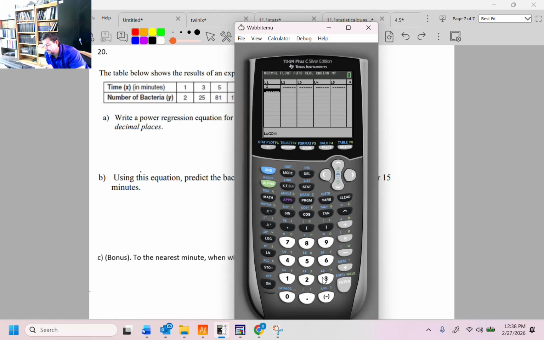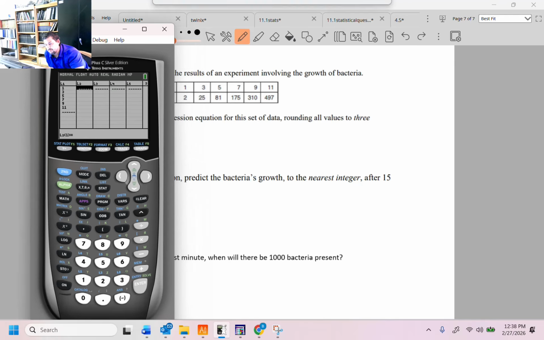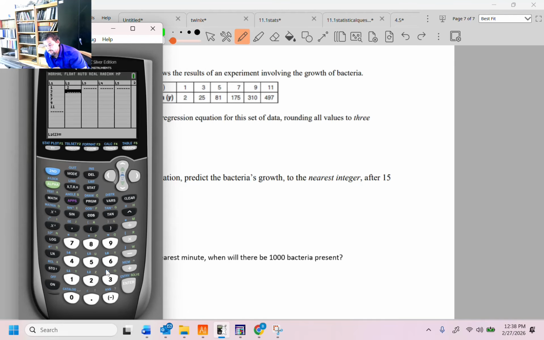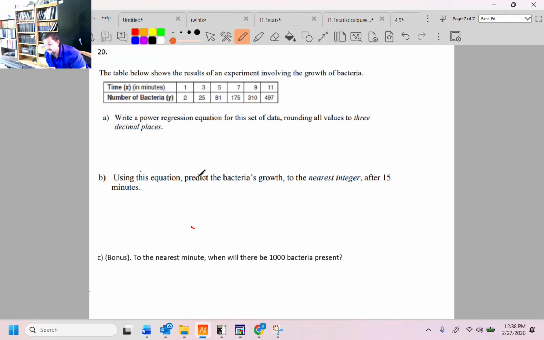I got 1, 3, 5. What's the next one? 7, 9, 11. And 2.25. Most of my students can't read. Did you know that? You can't read. It doesn't say do an exponential regression. It says do a power regression. You were not supposed to look at the scatter plots. You just had to RTFQ. Read the effing question, kids.